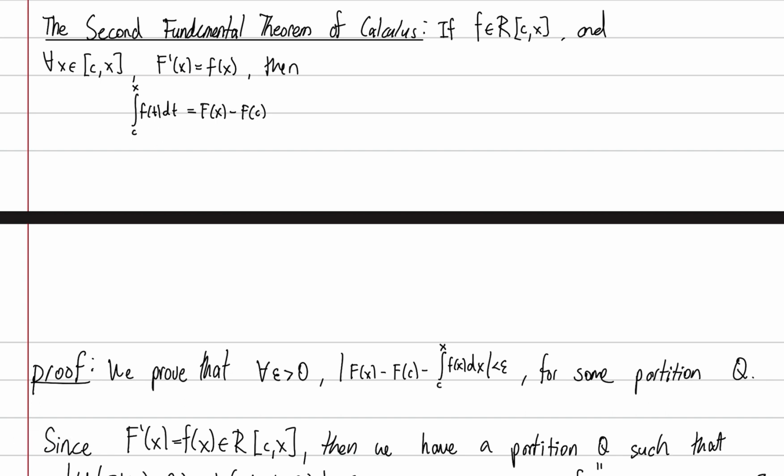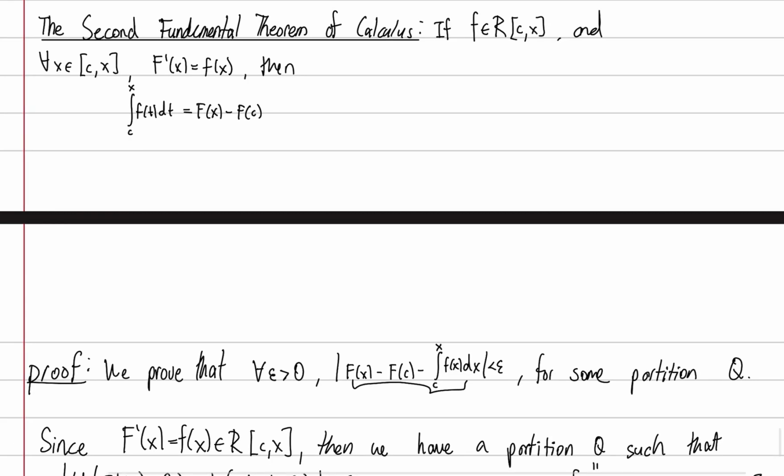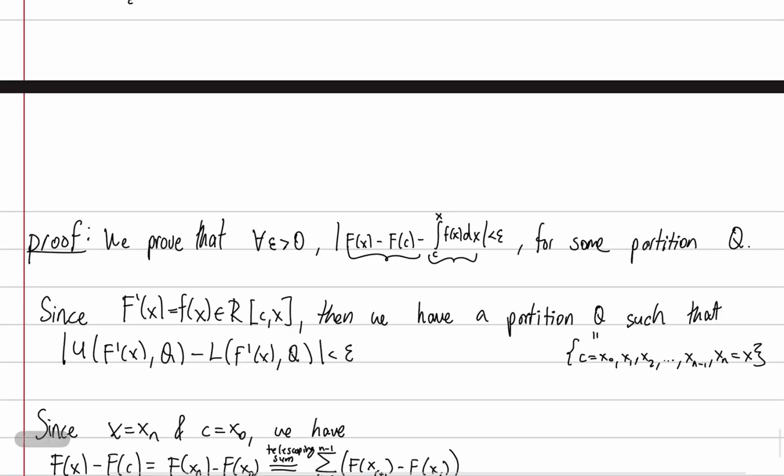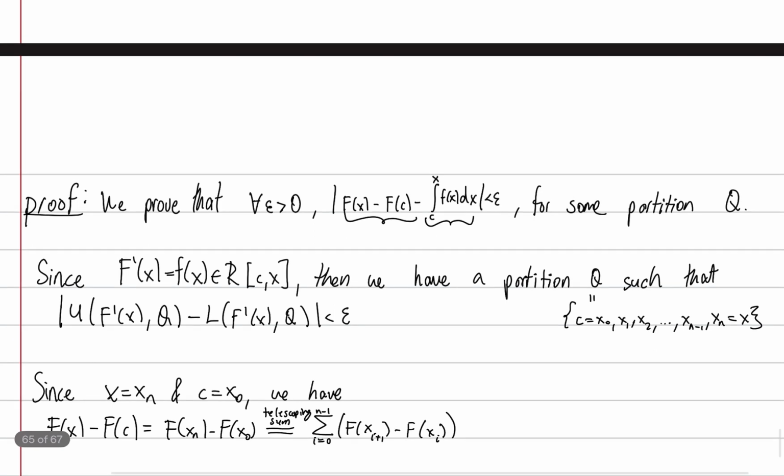So we're going to prove that for all epsilon greater than 0, this inequality holds true, which is to say we can make the distance between these two, this minus this, less than any positive epsilon for some partition Q. Now, since we know f, which is capital F prime, is Riemann integrable, we have a partition Q, which we'll define as follows, such that the distance between the upper and lower sums can be made less than any positive epsilon.